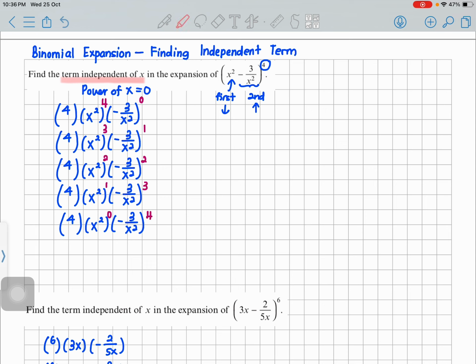Okay, this is one way of approaching the question. It's like you are literally expanding the entire question. Okay, let's go for the next one. The power in this question is 6, which is slightly larger than the first question. So do I want to repeat the same steps like the previous one? If I were to repeat, what will we do? The power here is 6, 5, 4, 3, 2, 1, 0.